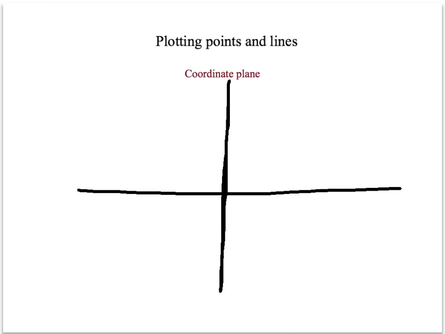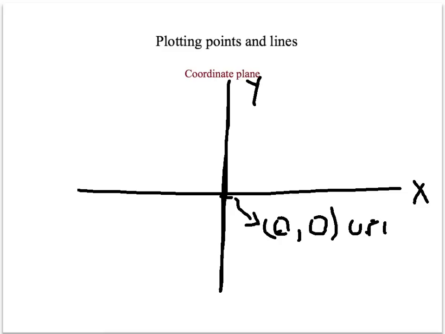So, we have the coordinate plane. This is our x-axis. This is our y-axis. This center point right here is 0, 0, and it's called the origin. Origin. Alright.